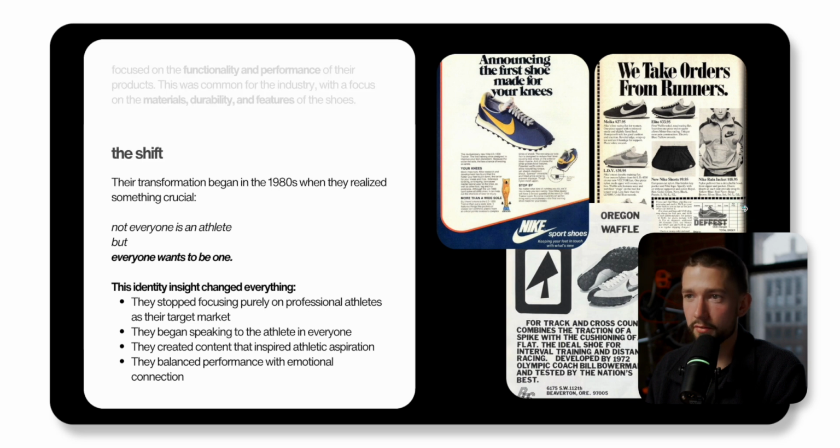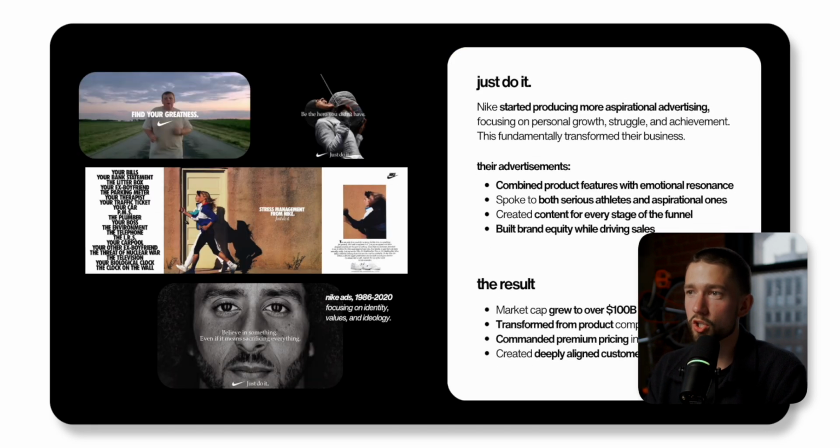So they made a shift, and here's what it looks like. Just do it. Nike started producing more aspirational advertising. They started focusing on personal growth, struggle, and achievement. And this fundamentally transformed their business. Their advertisements combined product features with emotional resonance. They spoke to both serious athletes and aspirational ones. They created content for every single stage of the funnel, and they built brand equity while driving sales.